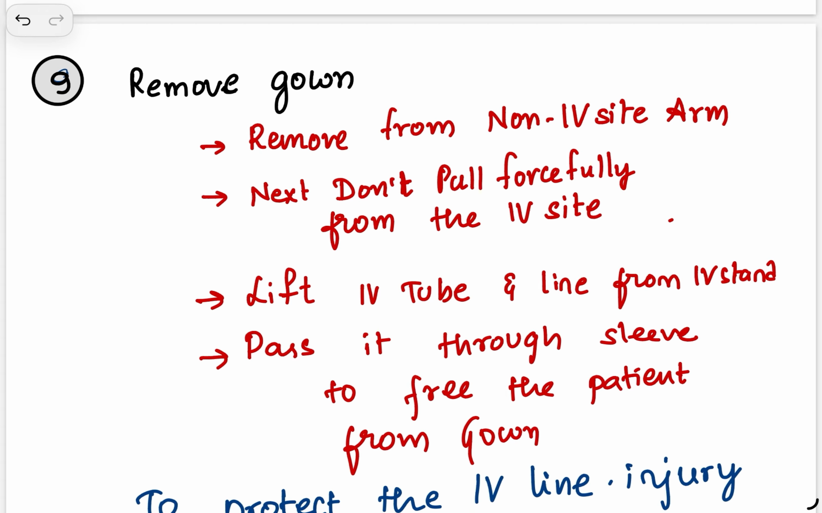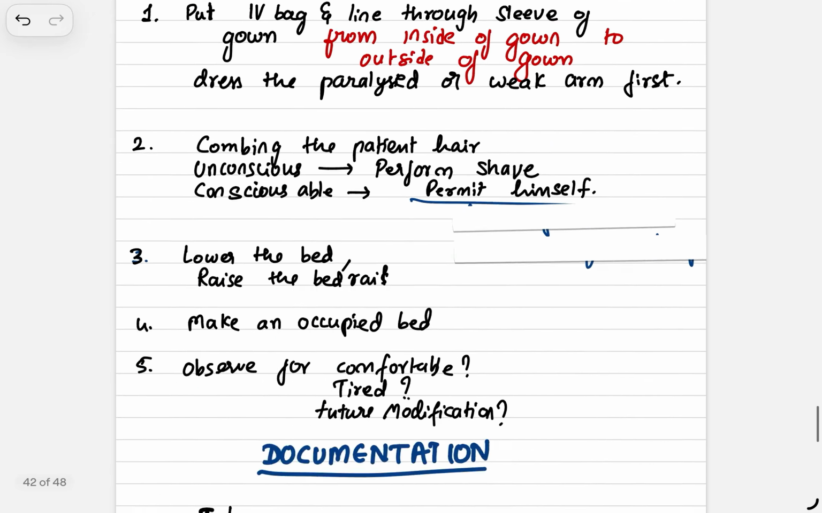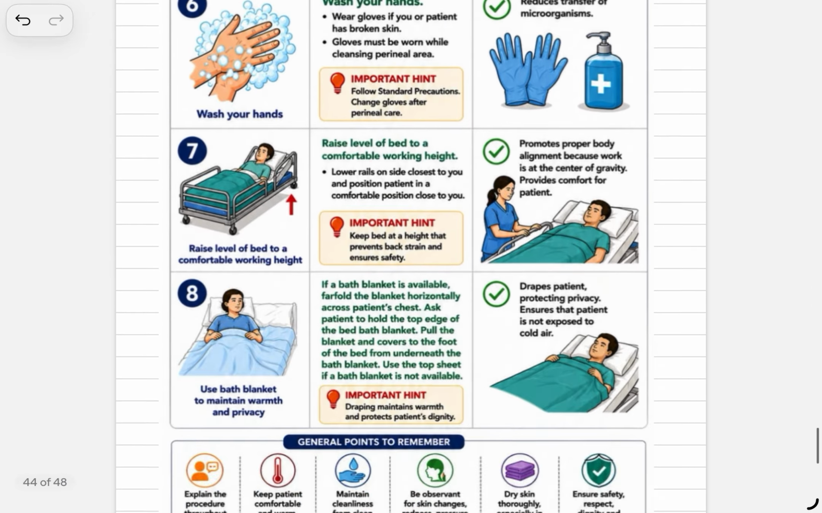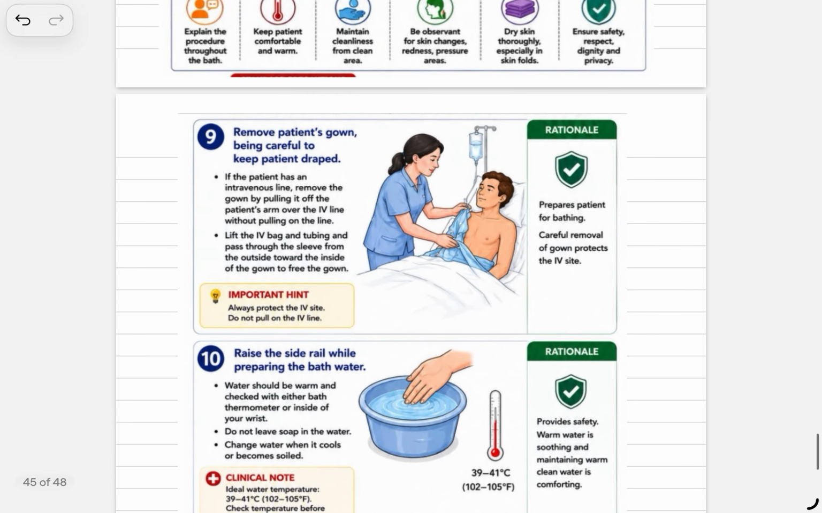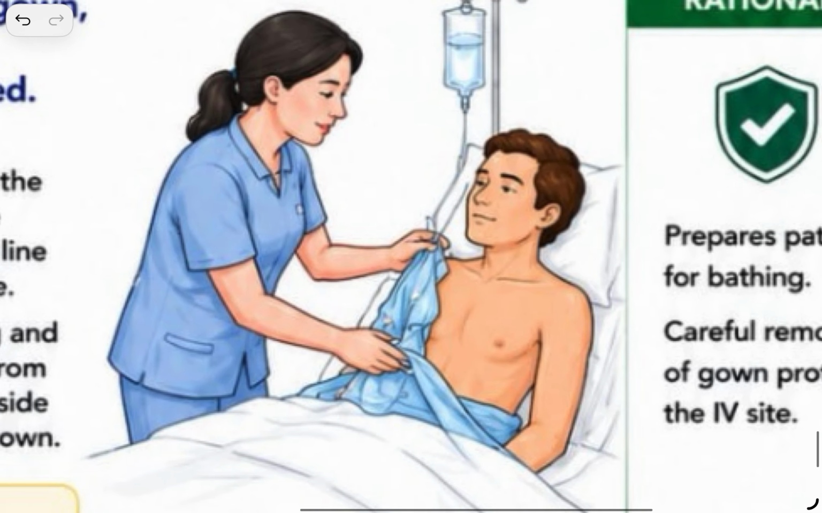So, you need to remove the gown. How do we have to remove the gown? I will show you in this image. From the image only you can understand, otherwise you won't understand. See here, can you see what this nurse was doing? She was removing the gown. First she has already removed it on the non-IV site. You think there is no IV site here.